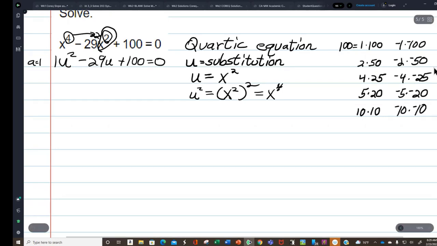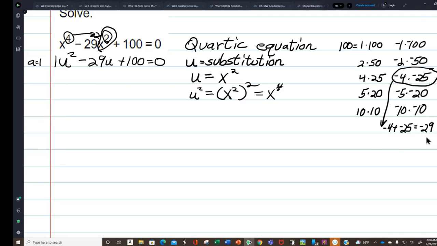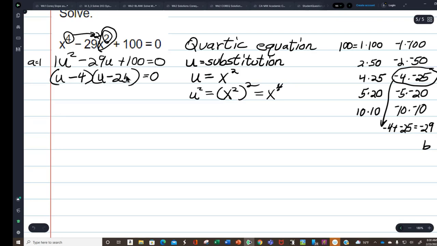So you check out each factor pair until you come to these, and doggone it, negative 4 plus negative 25 equals negative 29. That's B. So we've got our numbers. Boom, boom, equals zero. Put a u and a u, and then my two numbers are going to be negative 4 and negative 25, so u minus 4, u minus 25, and then solve for u.